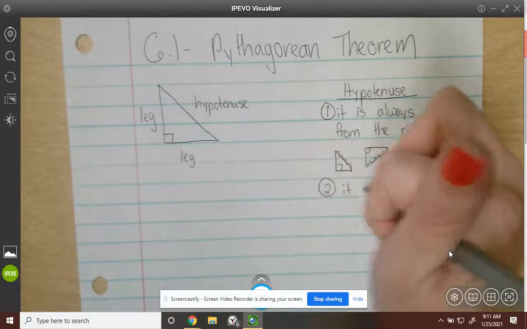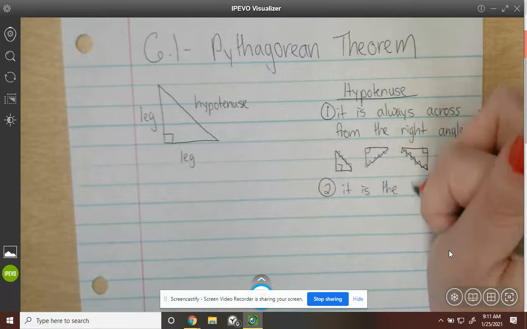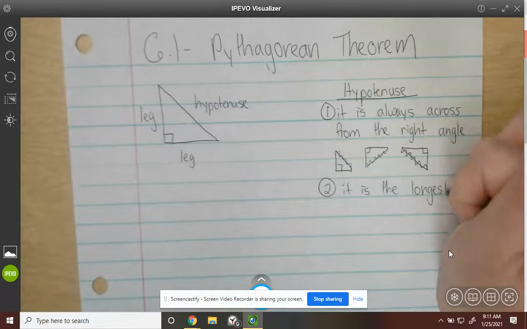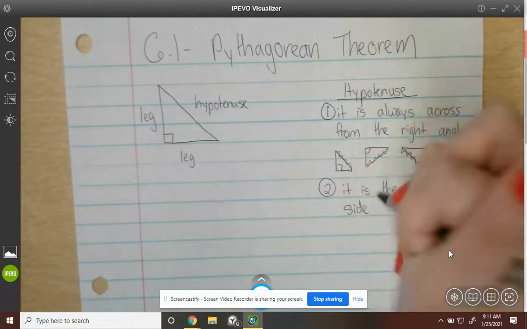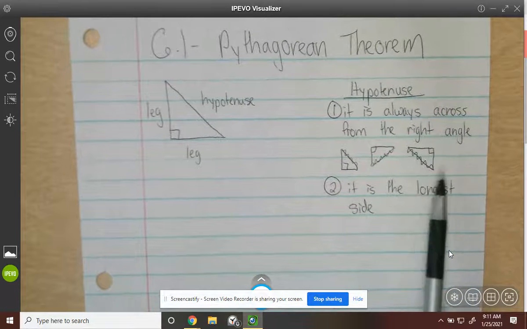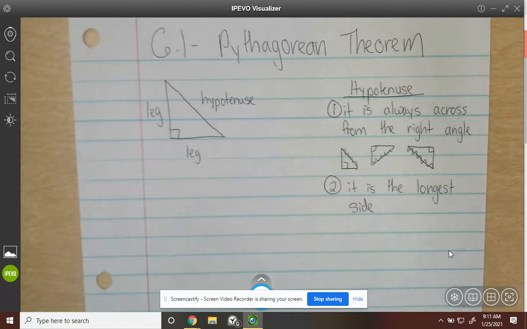And then it is the longest side. So let's say you don't have a picture of the triangle, but you have the length of the three sides. The biggest one is going to be your hypotenuse.